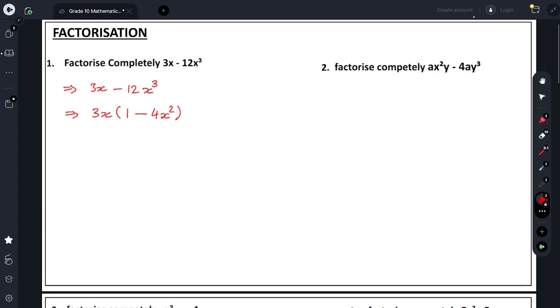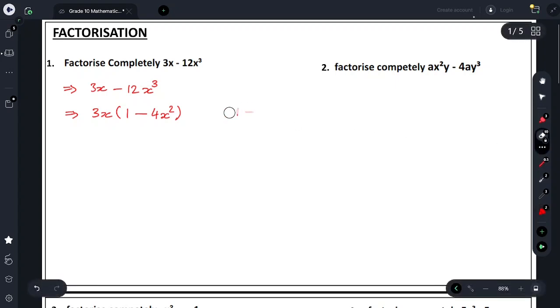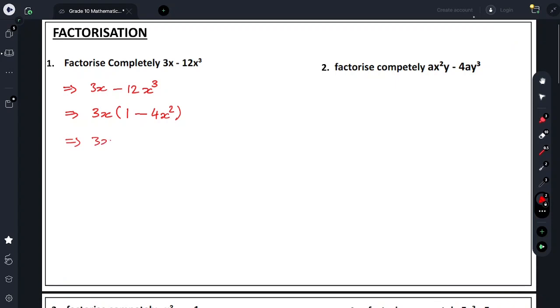Now, when they use the words factorize completely, there's a trick there. It means there must be a difference of two squares. What is inside here can be expressed in the form of a square. Let me show it here. We can say 3x, then open brackets. This one can be written as 1 squared, then minus 2 squared x squared. So this is a trick which they hide in this question.